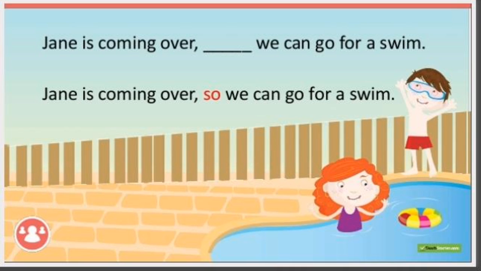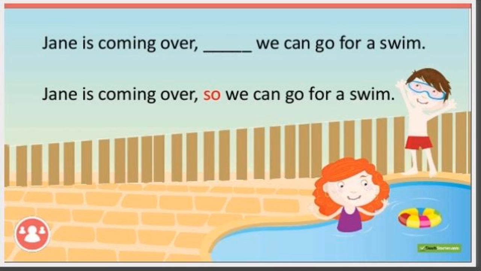Jan is coming over, dash, we can go for a swim. Jan is coming over is an independent clause. We can go for a swim is another independent clause. So here we use a coordinating conjunction to join these two sentences. Jan is coming over, so we can go for a swim. Now it's a compound sentence.